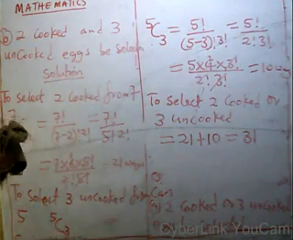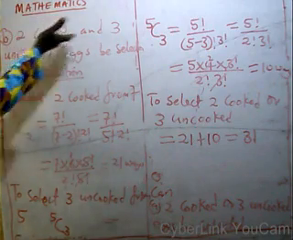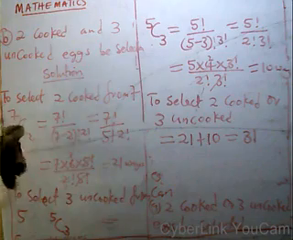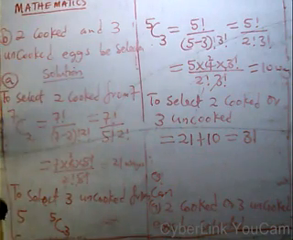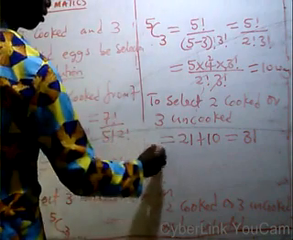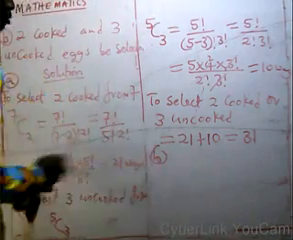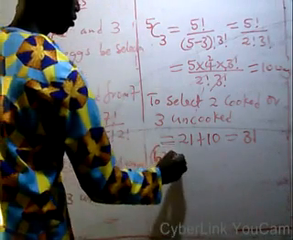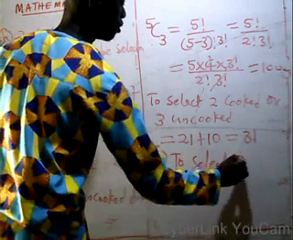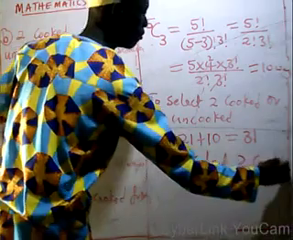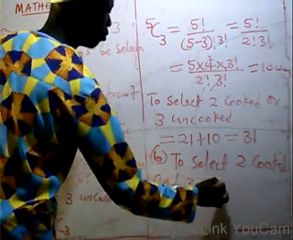Then the second one says to select 2 cooked and 3 uncooked. Of course, and in mathematics means what? Multiplication. This is A. So B: to select 2 cooked and 3 uncooked.